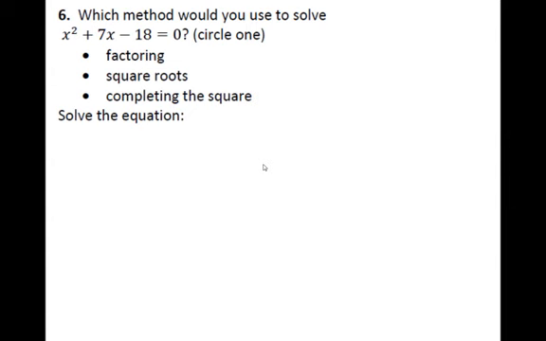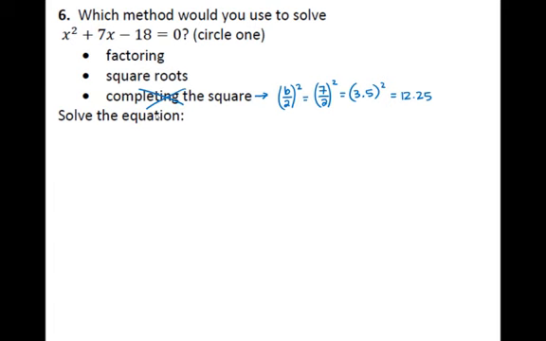Now, when I do completing the square, I always have to take the middle term, divide it by 2, and square it. Well, my middle term is 7, divided by 2, that's going to give me 3.5. So I begin working with decimals, and I kind of don't want to do that. I don't want to work with decimals, so I'm not going to use completing the square.